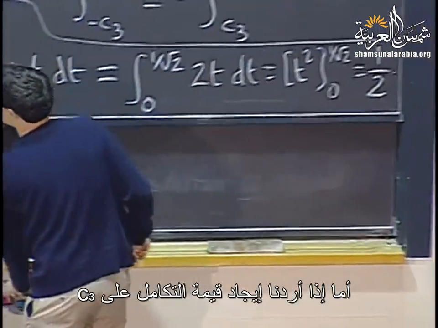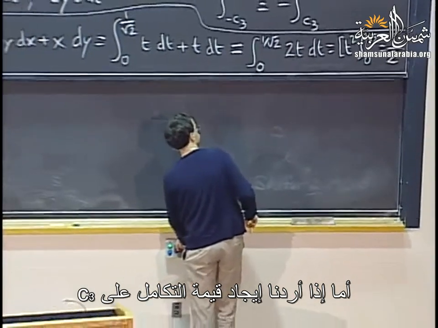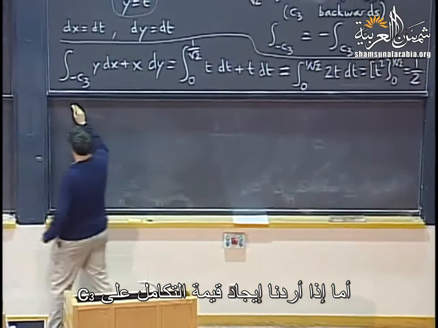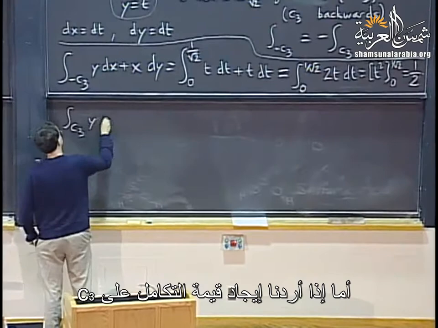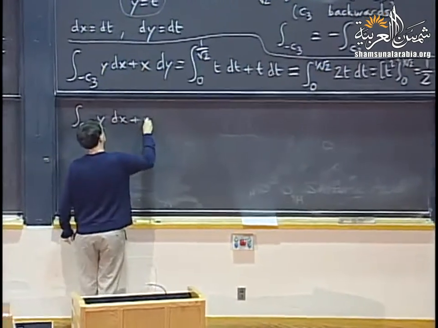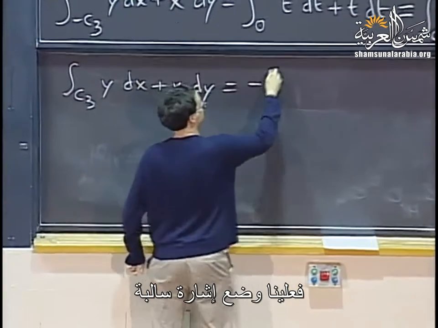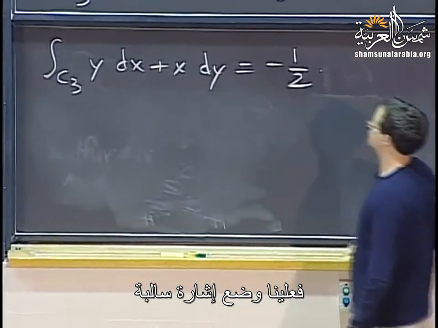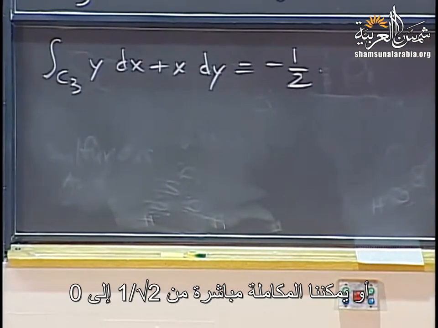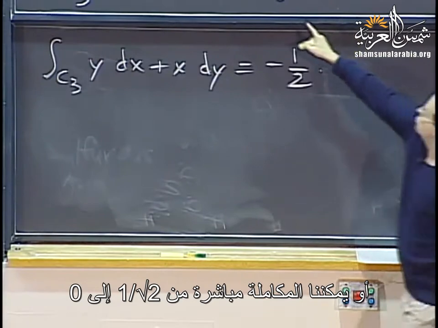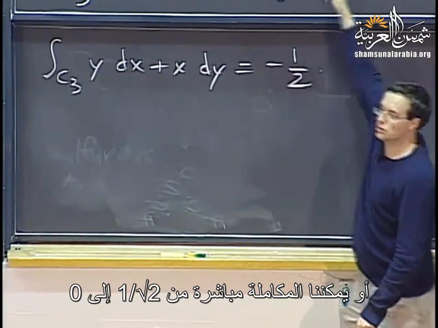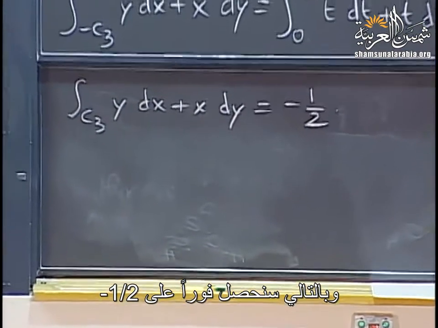And if I want to do it along C3 instead, then I just take the negative. Or if you prefer, you could have done it directly with the integral from 1 over root 2 to 0, which gave you immediately the negative 1/2.